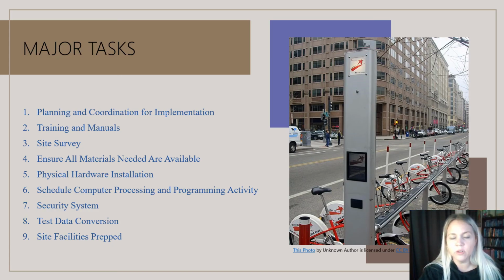And then the last is the major tasks, just covering each of them. One is planning, coordination, and implementation, ensuring that all steps have been signed off by your shareholders and your business partners. And the next is ensuring your training manuals are completed, your site survey has been looked at, and all of your paperwork is completed. And then you want to ensure all your materials are available, your bikes, the hardware, software, and then scheduling the computer processing and programming activity, ensuring that all of that process is mapped out.